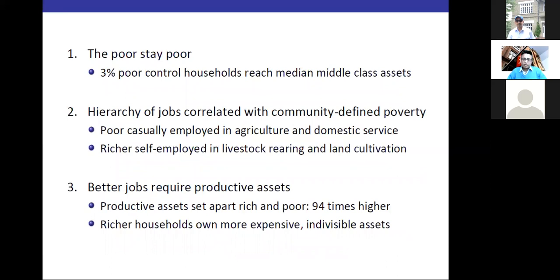Hierarchy of jobs correlated with community-defined poverty. In particular, those who are asset poor tend to be employed in agriculture and domestic service. The richer among those are self-employed in livestock rearing and land cultivation. And moreover, the productive assets set rich and poor apart. So the relatively rich in these villages, asset rich, have 94 times higher asset holdings than the relatively poor. The richer households own more expensive and indivisible assets, okay?